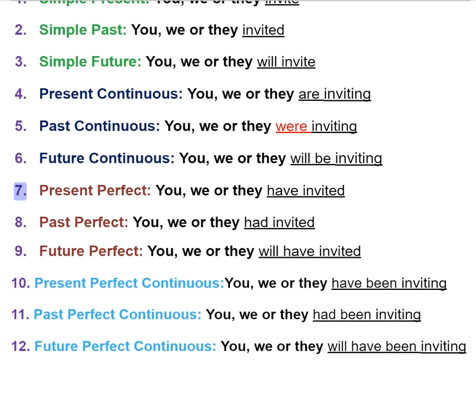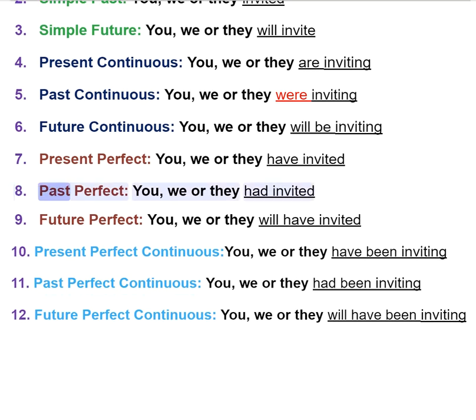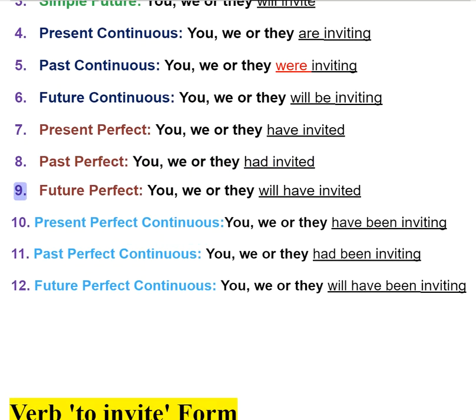7. Present perfect, you, we or they have invited. 8. Past perfect, you, we or they had invited. 9. Future perfect, you, we or they will have invited.